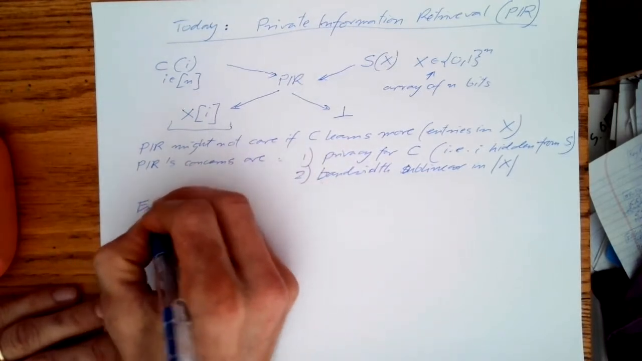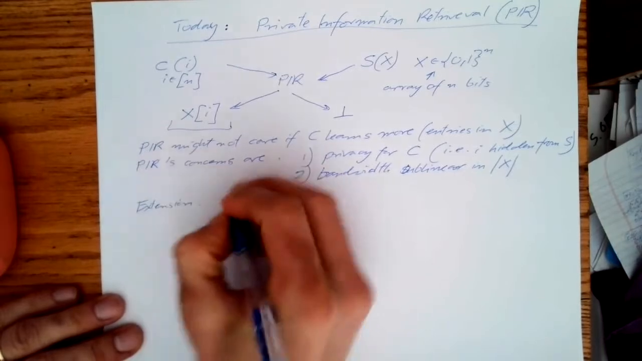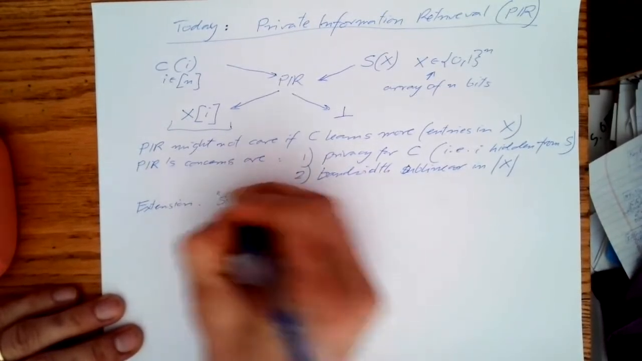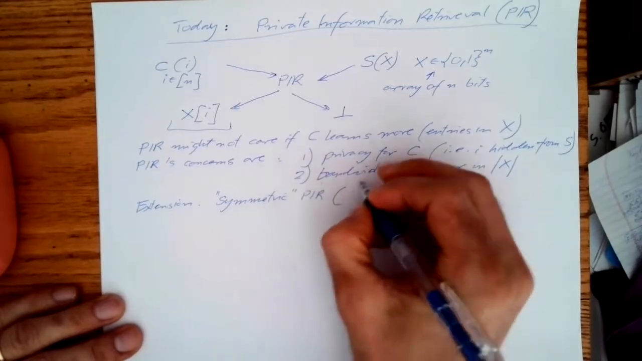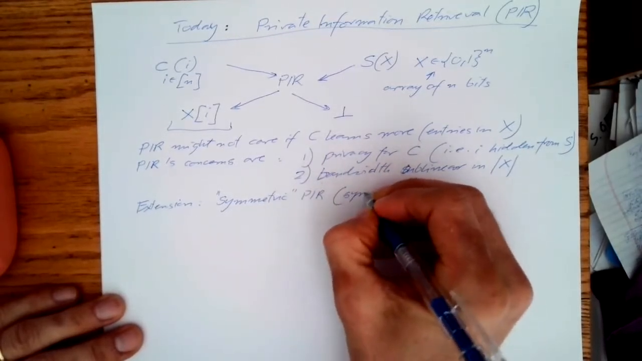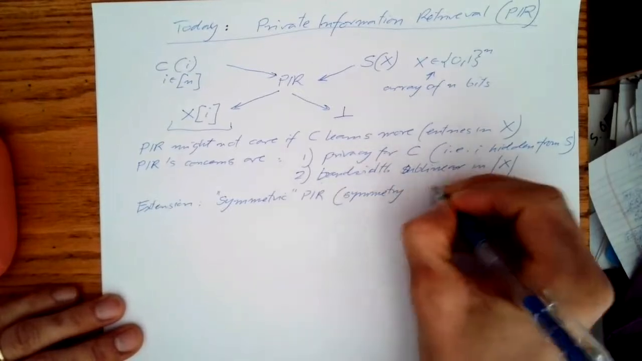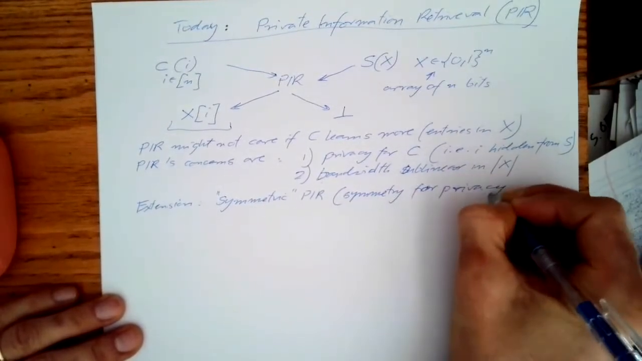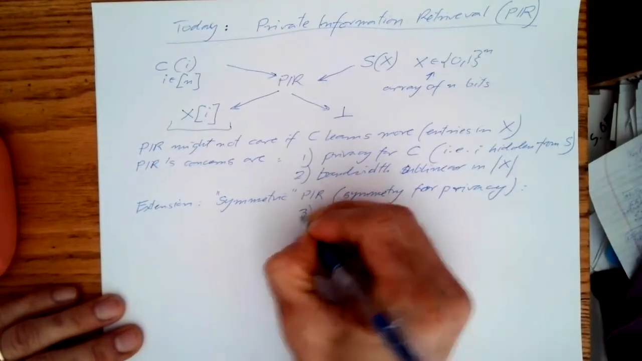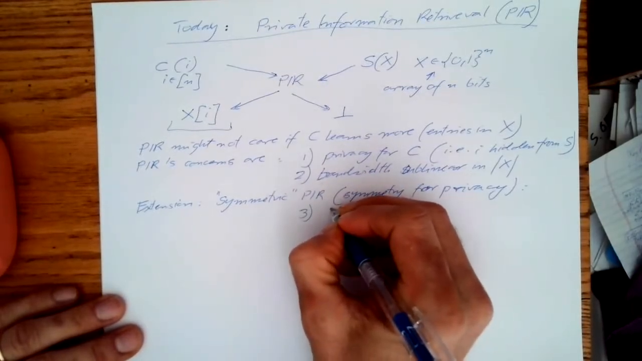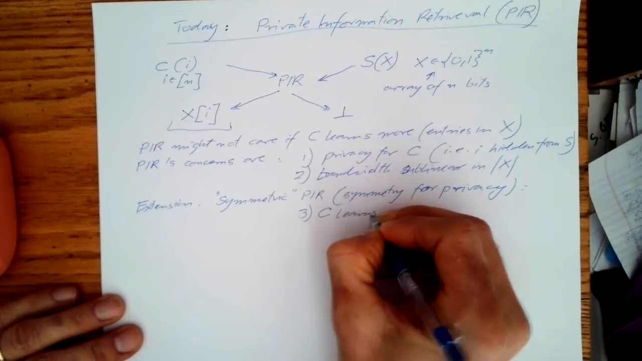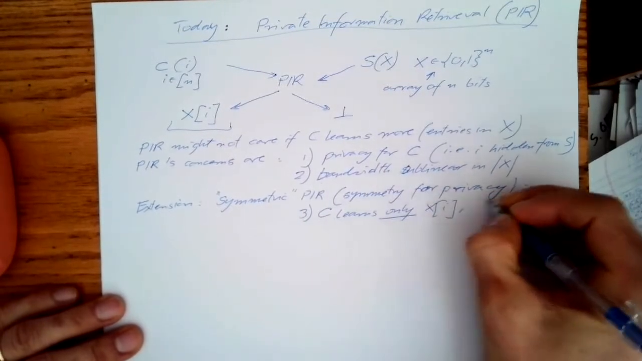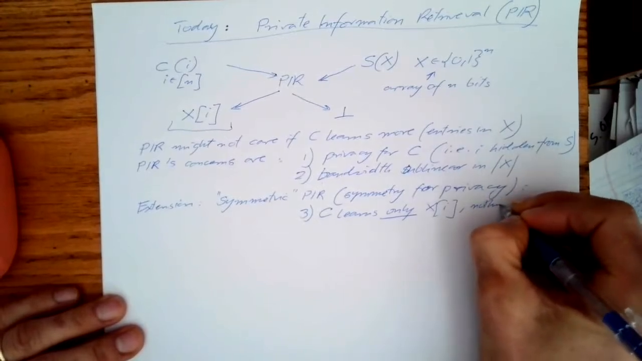So, an extension. This is called symmetric PIR, where symmetric means symmetry for privacy, and that would include that C learns only X at the ith place and nothing else.